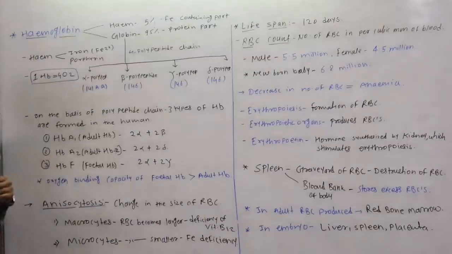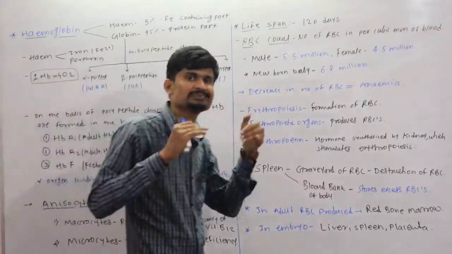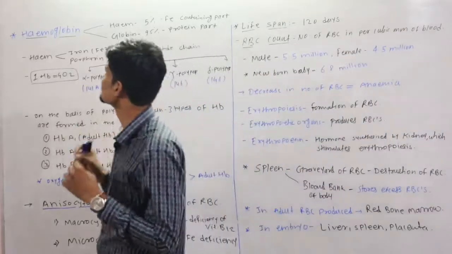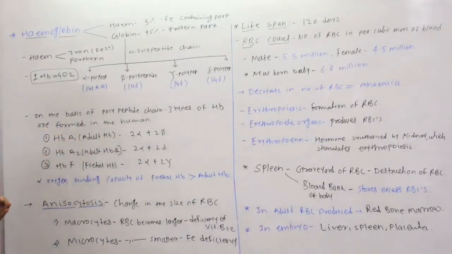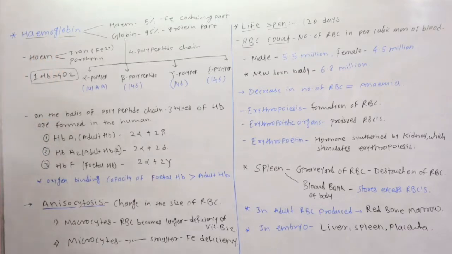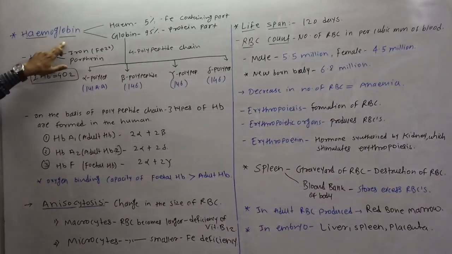Our next topic is the hemoglobin. The hemoglobin is present inside the RBC. Students, we have studied the RBCs. So this hemoglobin is basically made up of two parts, that is heme and globin. So that is why hemoglobin. So there are two parts, heme and globin.